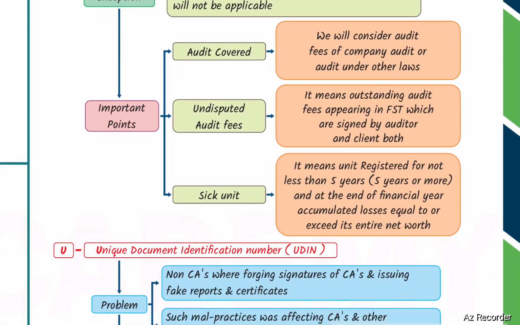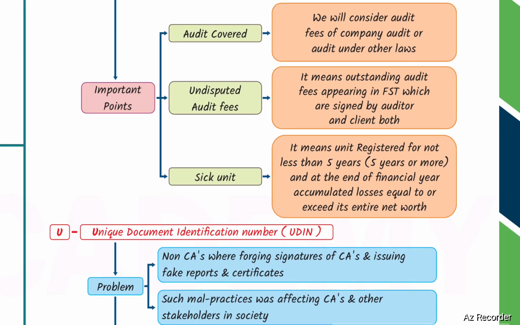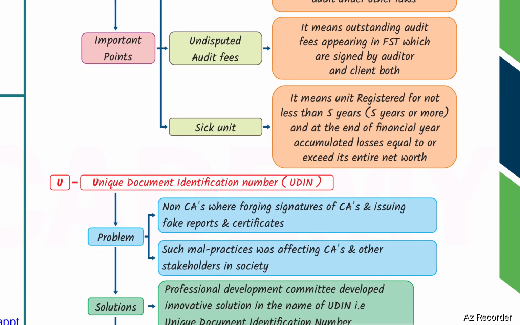Audit covered. We will consider audit fees of company audit or audits under other laws. Undisputed audit fees. It means outstanding audit fees appearing in financial statements which are signed by auditor and client both. SIC unit. It means a unit registered for not less than 5 years, that is 5 years or more, and at the end of the financial year, accumulated losses equal to or exceed its entire net worth.